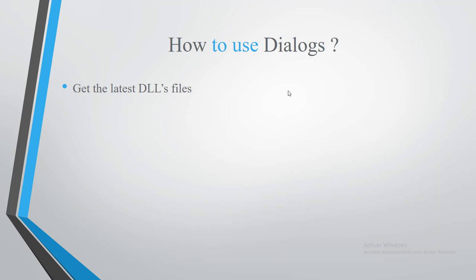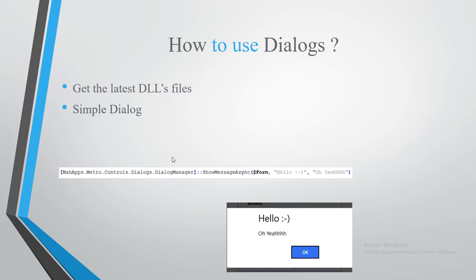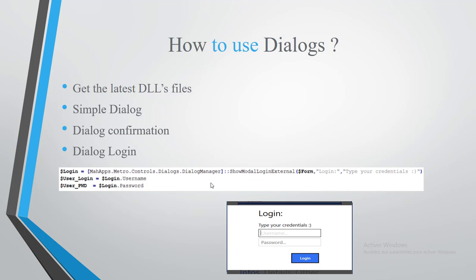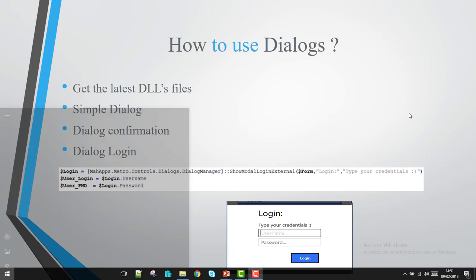Now, how to use Dialog? First, you will have to get the latest DLL files from MahApps. Then you will be able to use Dialog. To display a simple dialog, just use this part in your PS1 file. To use a dialog confirmation, you just use this part in your PS1 file. To display a dialog login, use this part in your PS1 file. You can find this kind of example in the GitHub repository.